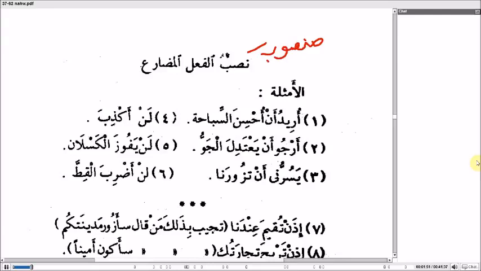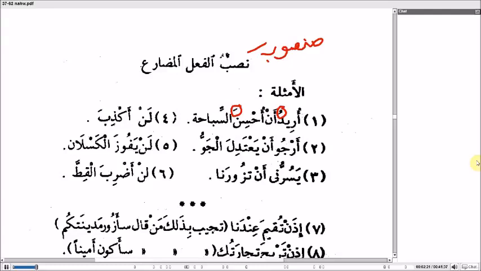Alright? So we see after an, uridu in the beginning is a present tense verb, but it's marfu'. But after the word an is another present verb, uhsinu. But because of an, it becomes uhsina. So an is one of those words which is going to make the present tense verb mansoob.